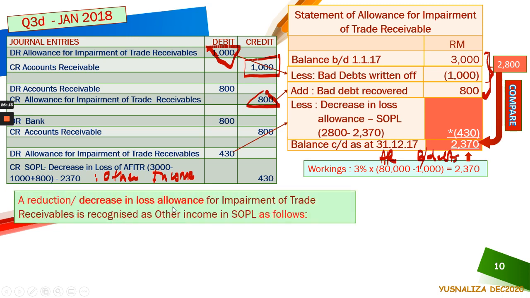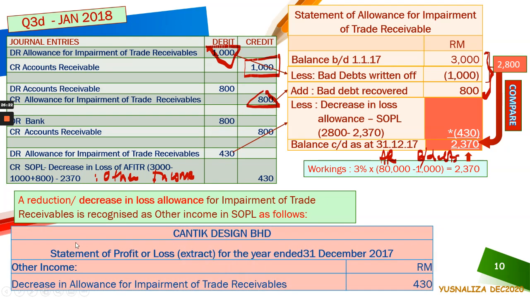So there is a reduction in loss allowance. How much? 430, and that will have to be recognized as other income in the SOPL as follows. You are advising your directors that they should recognize this decrease in loss allowance as part of their other income. Loss allowance, or decrease in allowance for impairment, of 430. Put it in the statement of profit or loss, under other income.